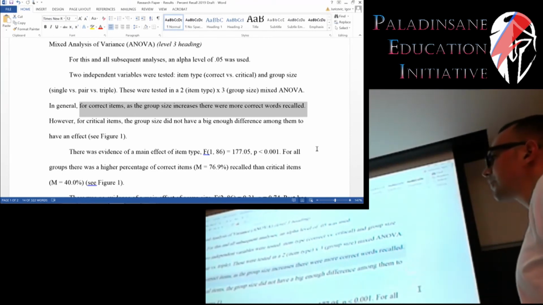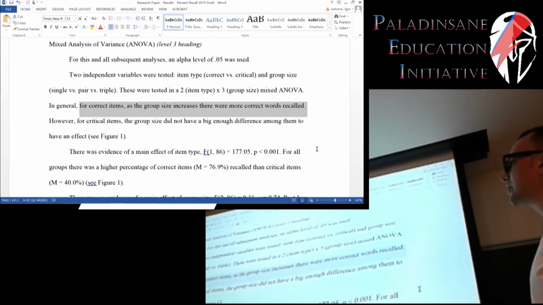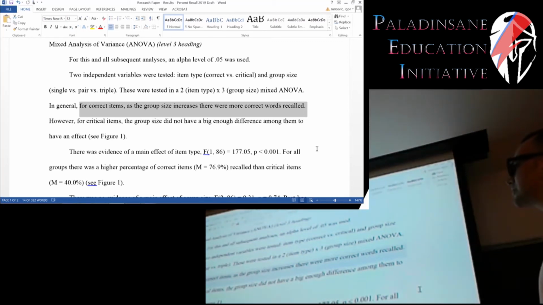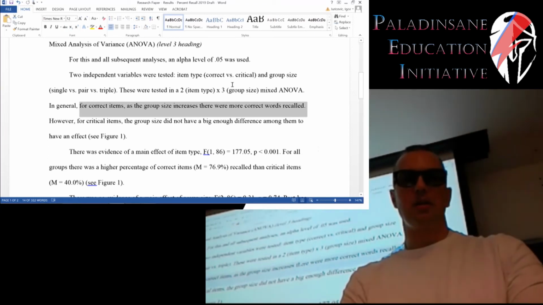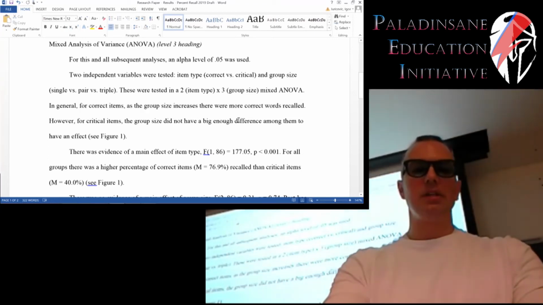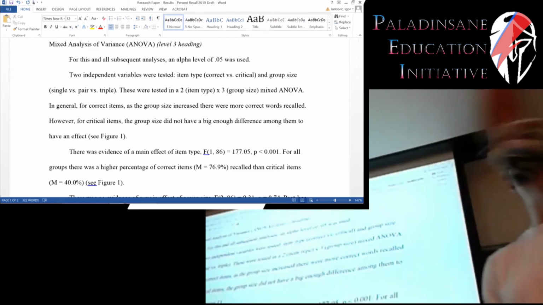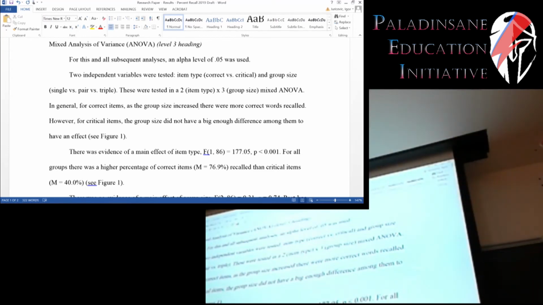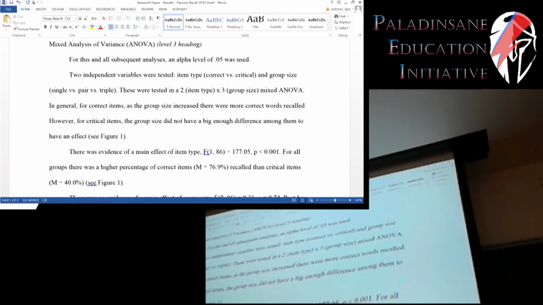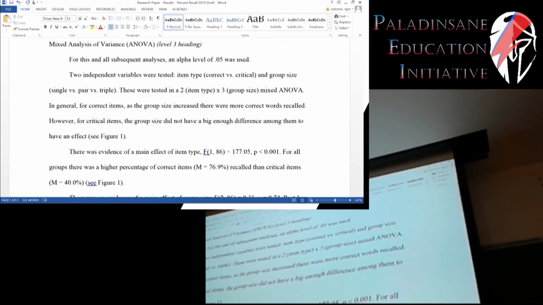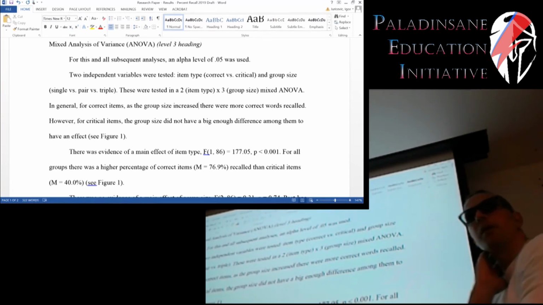So we need an in general for correct items, however, for critical items. So in general for correct items, as group size increases, there were more correct words recalled. So first thing, I'll just do this. It should be increased because it happens in the past. So as the group size increased, there were more correct words recalled. This one is pretty close. Any suggestions on maybe what to change?